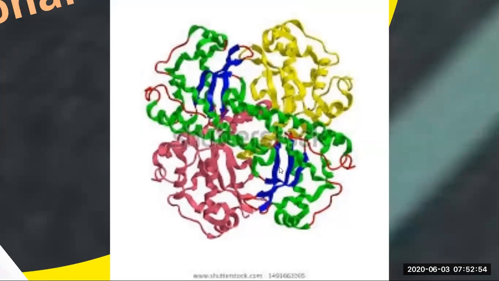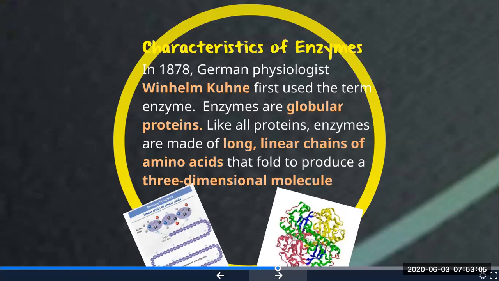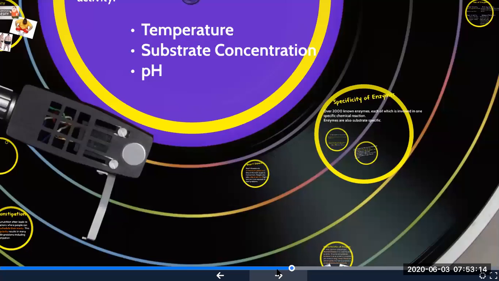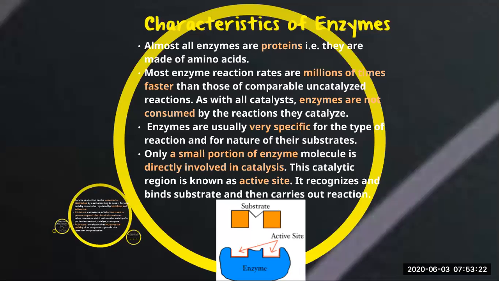It's a generalized picture to tell you about the three-dimensional folding of enzymes, just like other proteins. Enzymes are also protein in nature. So let's move to the next characteristics of enzymes. I also covered a few of them: all of them are made up of amino acids, and enzymes speed up the reaction million times faster than uncatalyzed reactions. What a good thing to use, million times faster.